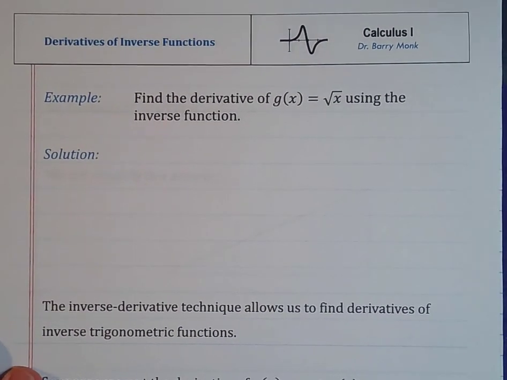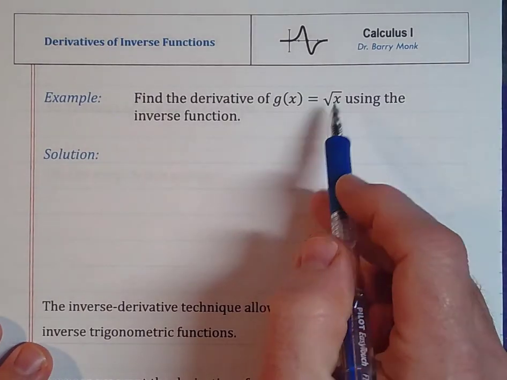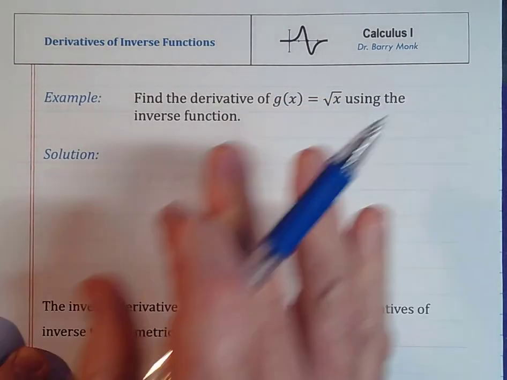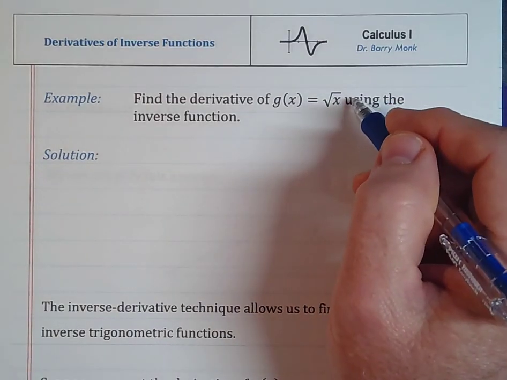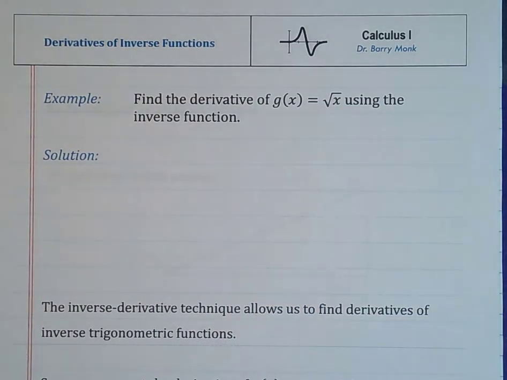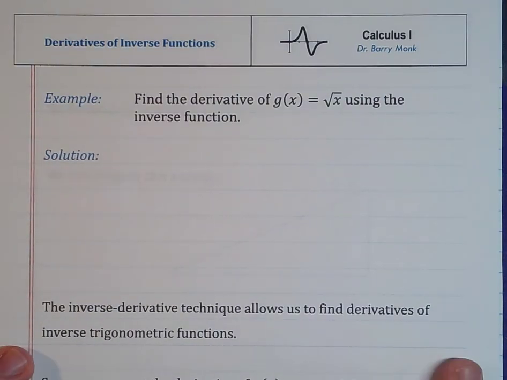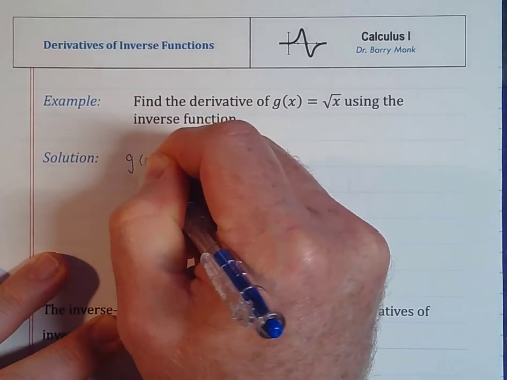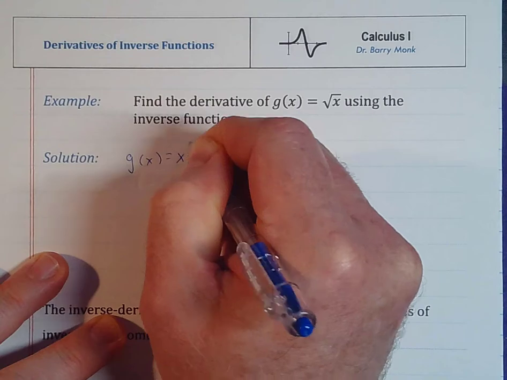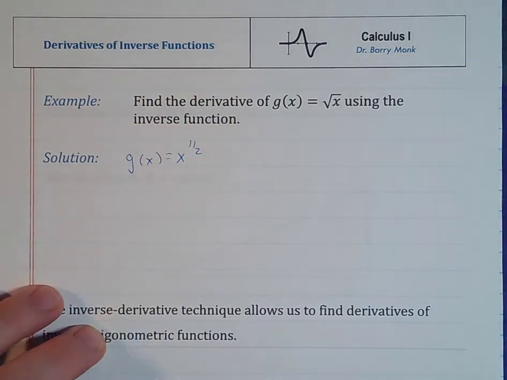I want to find the derivative of g of x equals the square root of x. Now, I know how to do that derivative. That's g of x equals the square root of x. This is x to the 1/2. Bring the 1/2 out in front, subtract the exponent by 1. I could find that derivative directly, but let's just use this technique. Let's just see how this works. Okay, so g of x is equal to x to the 1/2. I need to find the derivative of that.